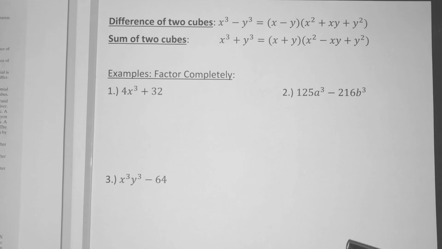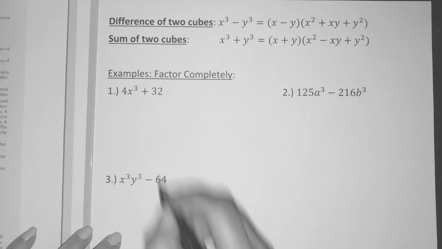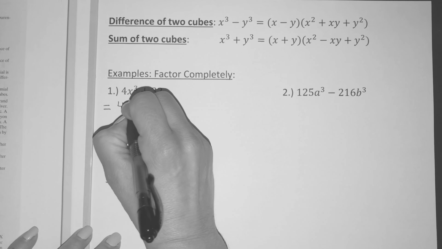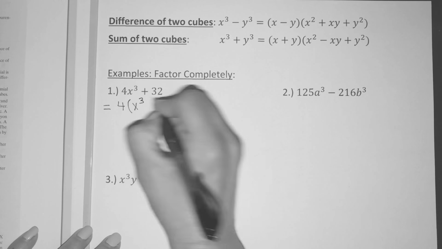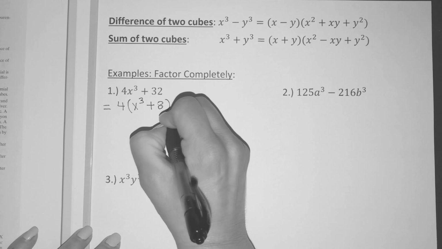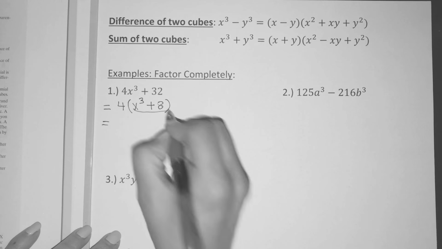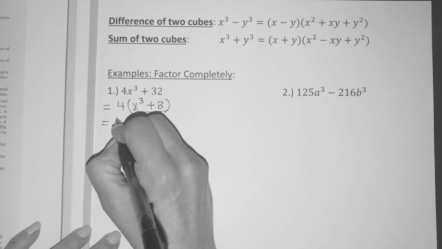So let's take a look at the 3 examples I have listed, and we're going to apply one of these formulas. Always remember that if you see a greatest common factor, that should be factored out first. So number 1 actually has a greatest common factor. The GCF is 4. So I have that, and then what you want to do is focus on whatever's in the parentheses. You can do an extra step if you want.